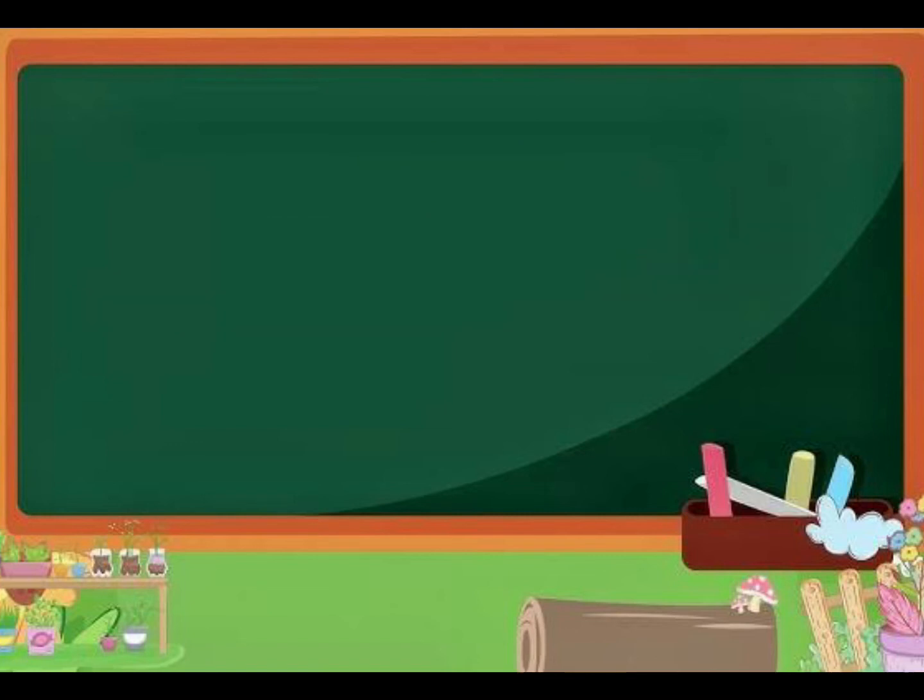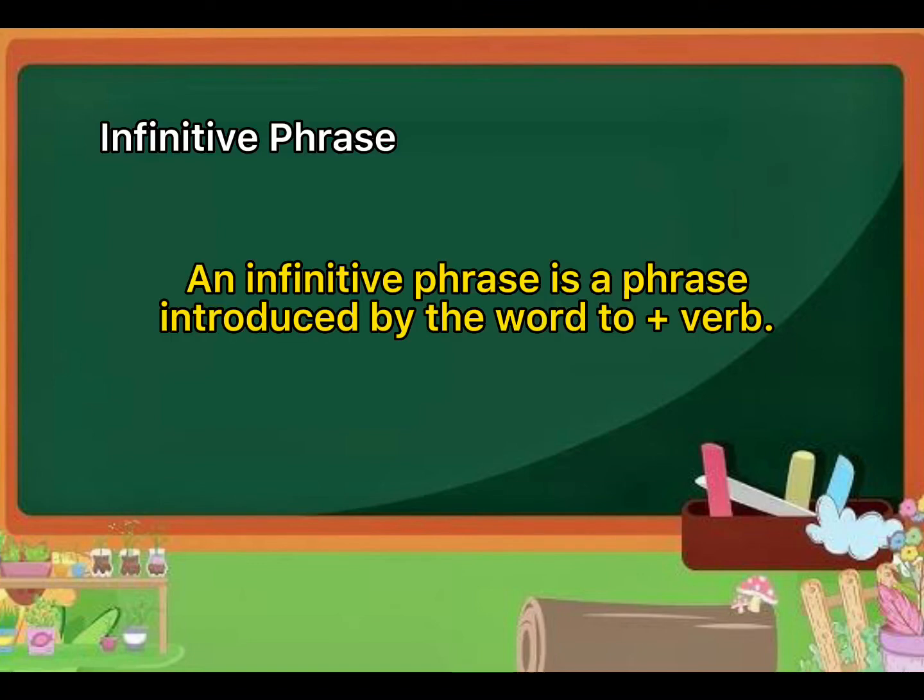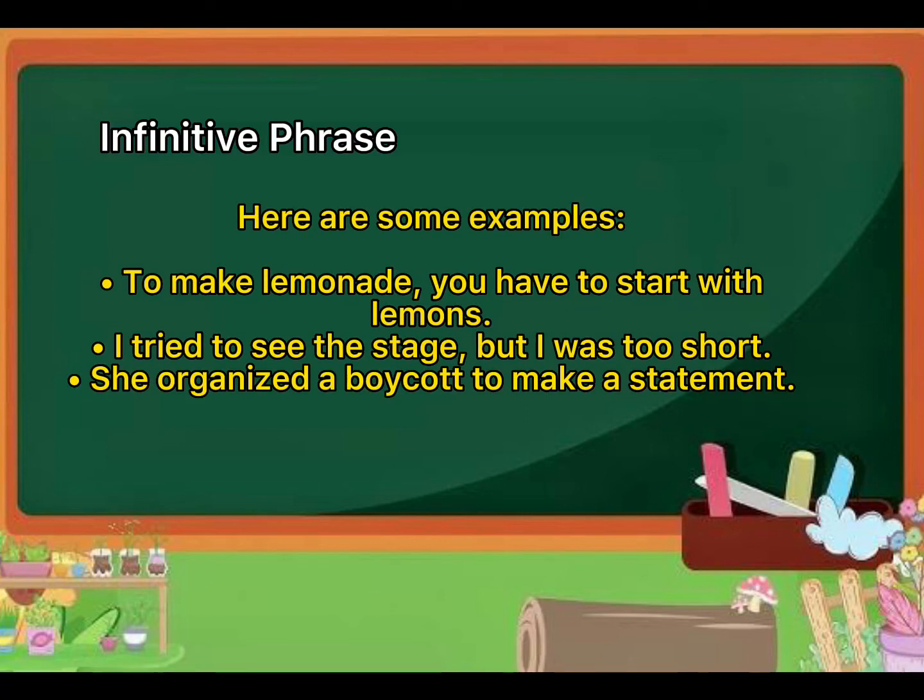Now let's go to infinitive phrase. An infinitive phrase is a phrase introduced by the word to plus verb. Here are some examples. First, to make lemonade, you have to start with lemons. Second, I tried to see the stage, but I was too short. Third, she organized a boycott to make a statement.